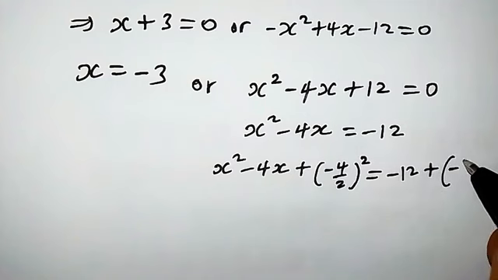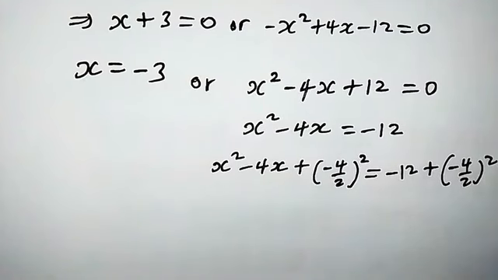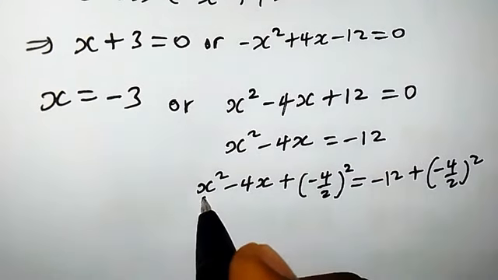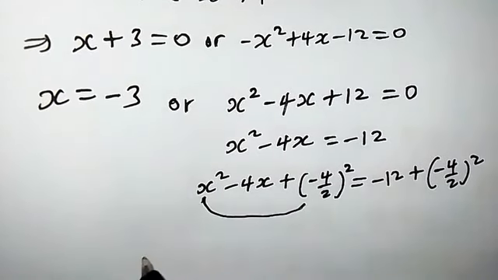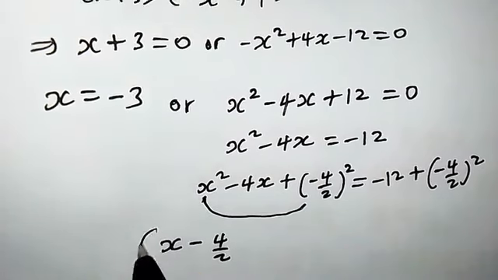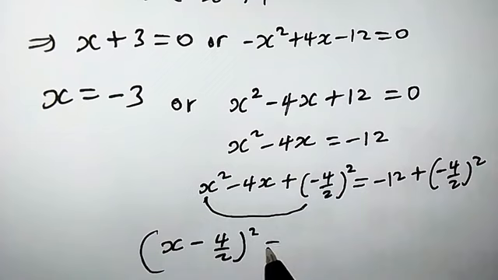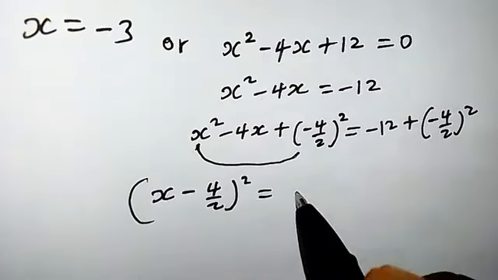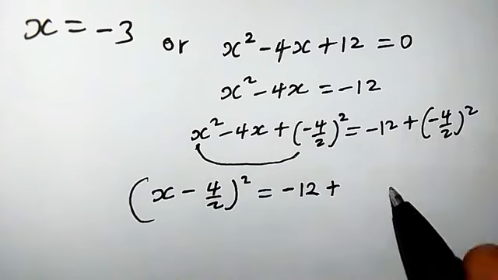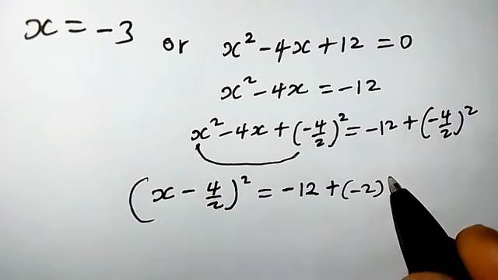right hand side, minus 4 over 2 all square. That's the trick for completing the square. So now let's combine these two guys. So we're gonna have x minus 4 over 2 all squared equals this right hand side negative 12 plus negative 4 over 2, that is negative 2 all square.